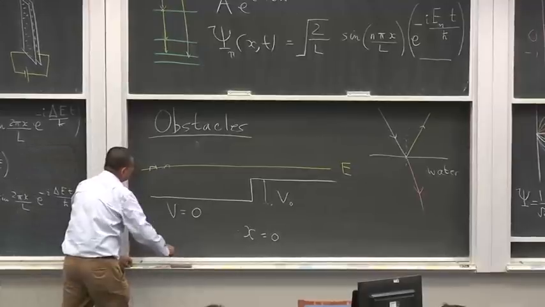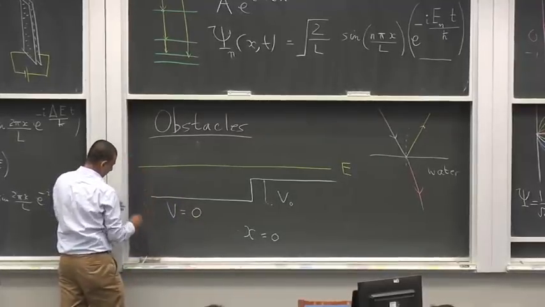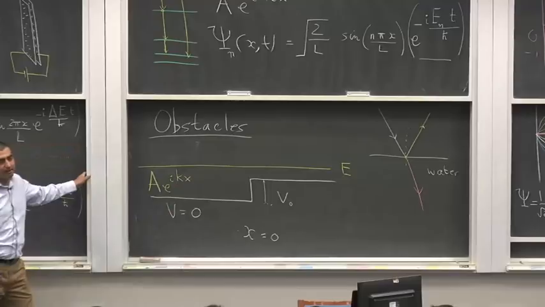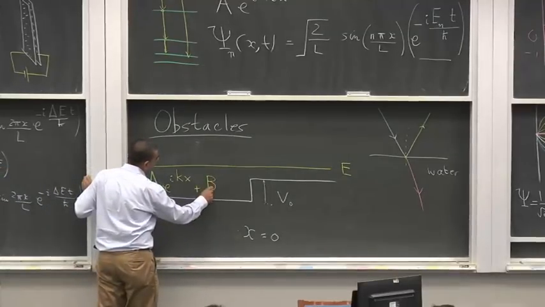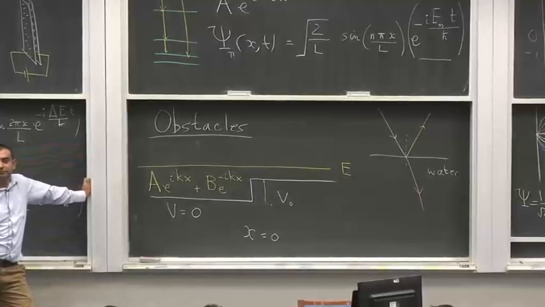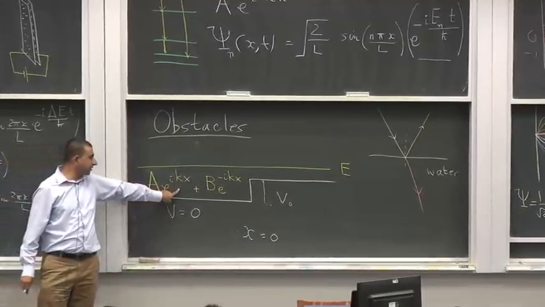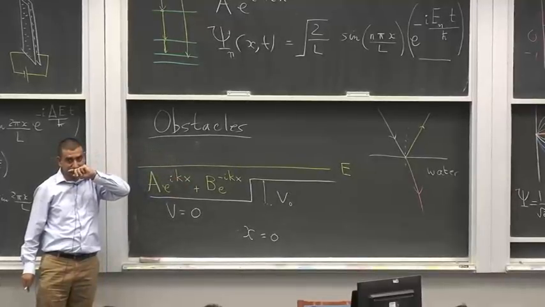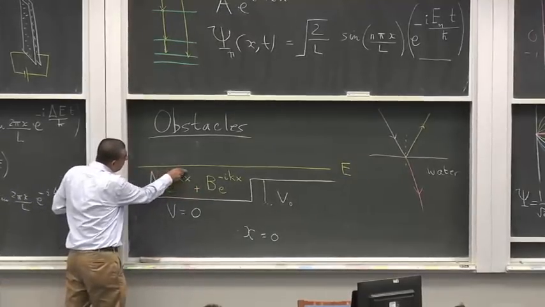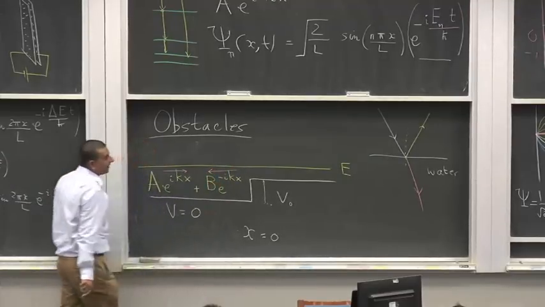So its wave function in this region is given by A e^(ikx) plus B e^(-ikx). Alright? Now we're looking at a time-independent wave function, which means with each wave function there is an e raised to minus i omega t factor as well. Now what does this wave function represent? We've already seen that this factor represents a wave that is propagating to the right, and this represents a wave that is propagating to the left.